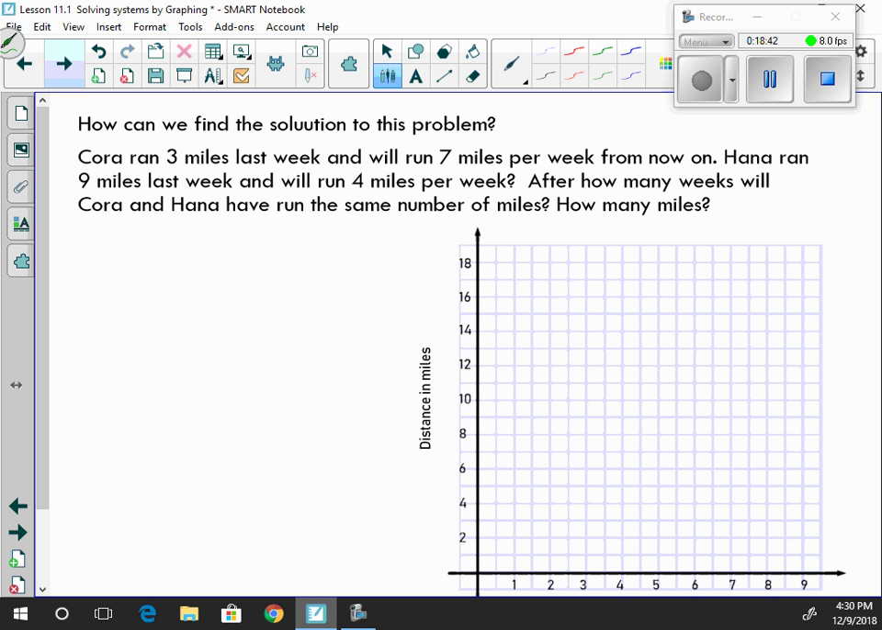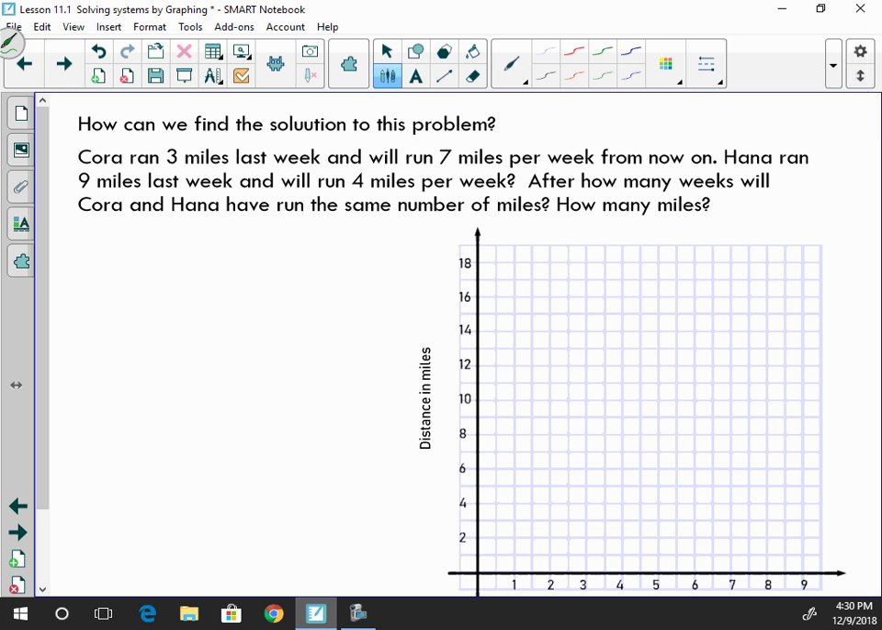Okay, so let's double back to that problem we talked about before. How can we find the solution to the problem that we had? So let's read it one more time. Cora ran 3 miles last week and will run 7 miles per week from now on. And we wrote an equation for that. We had y is equal to 3 that she'd already run, right? This is Cora. And she's adding 7 per week.